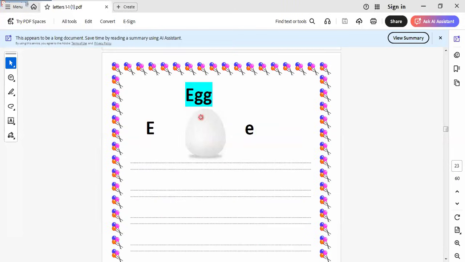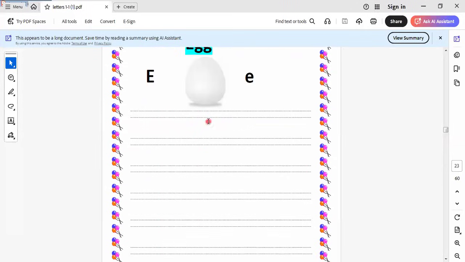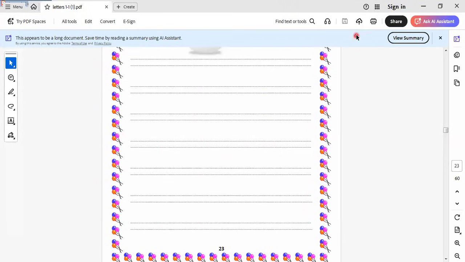I will stop here at letter E. Here is capital E and small e, E for egg. Capital E and small e, E for egg. I will stop here in this part. Next class I will continue.